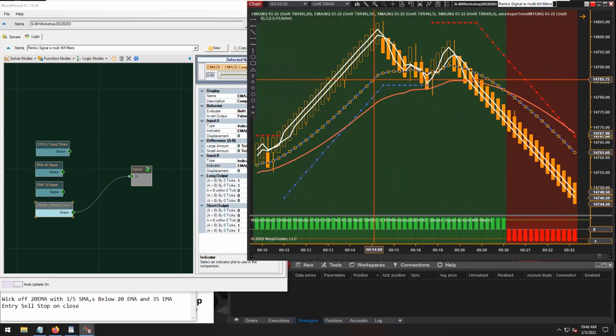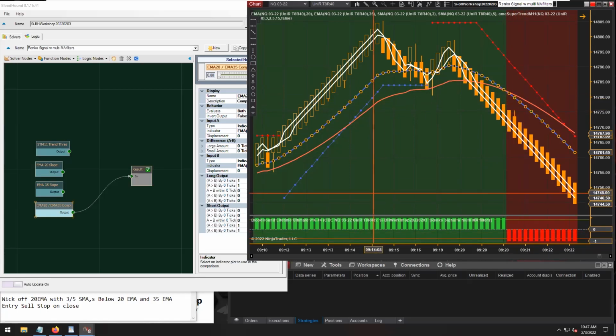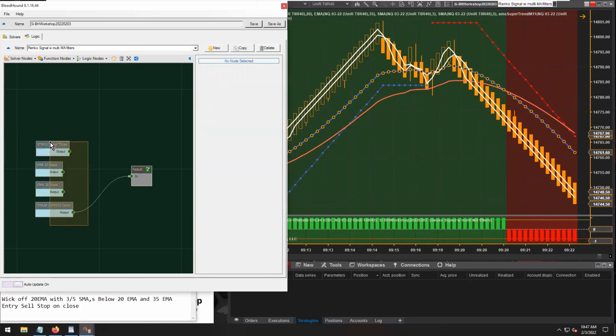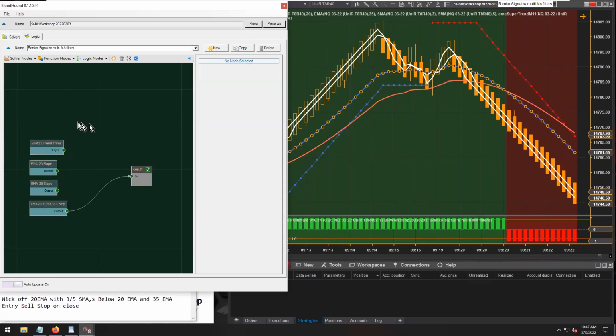So as long as the 20 is above the 35, we're going to get a long output. And we can see right here is where the two moving averages cross each other. And so now the 20 is below the 35, and so now we get a short output. All right, so we have a bunch of trend filters already built. So now we can start connecting them together to start seeing some of the trend here.